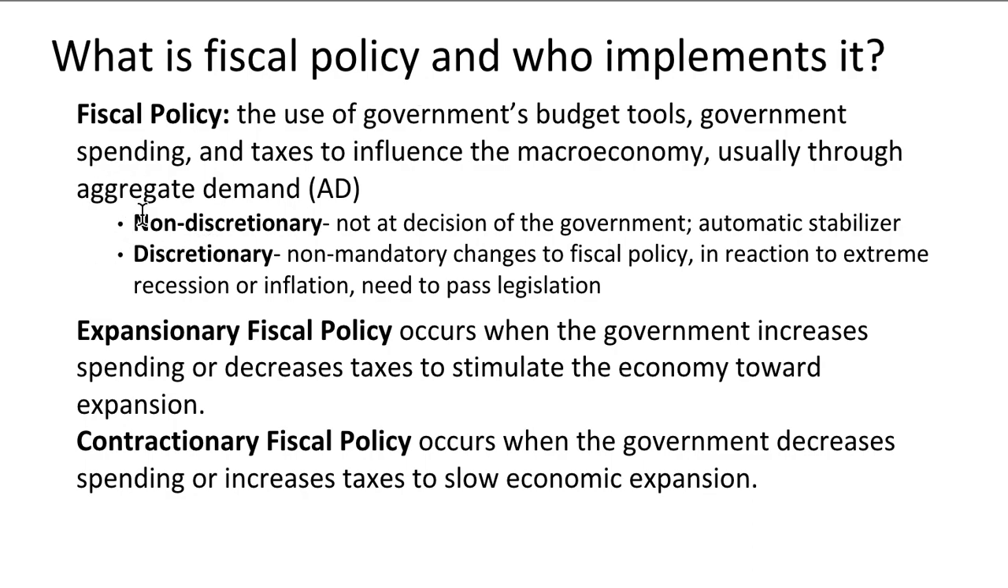Discretionary versus non-discretionary has to do with who has the freedom or who is driving the change. Non-discretionary fiscal policy means that it's already in place, already set by some sort of legislation that was previously presented, discussed, and voted on. And so this would be an automatic stabilizer of the economy.